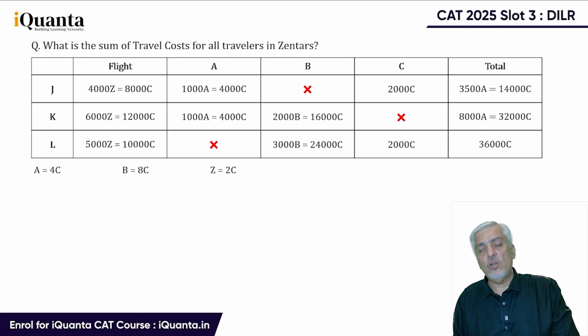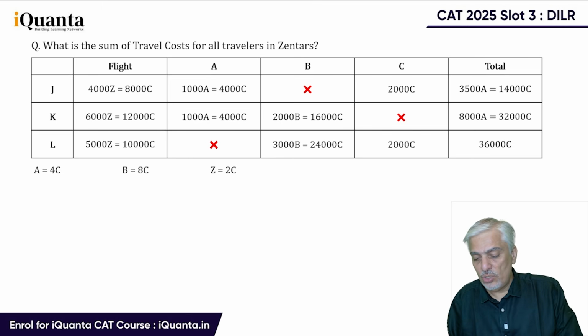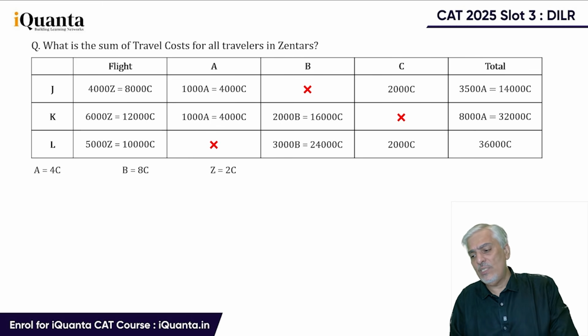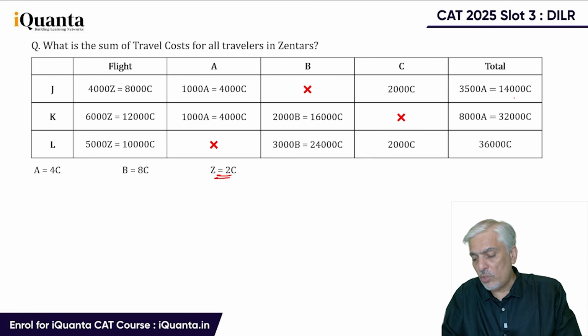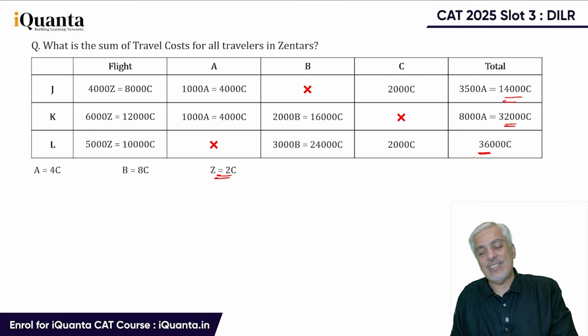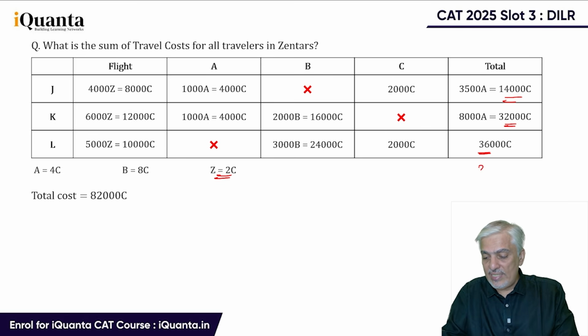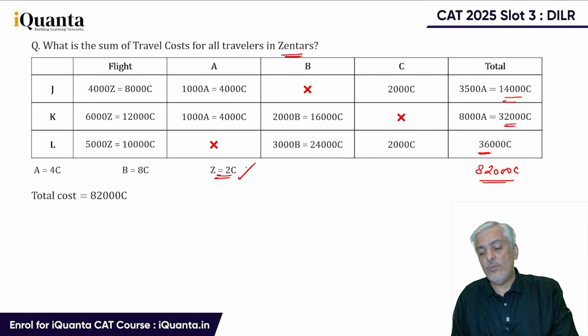What is the sum of the travel cost for all travelers in Zentars? So I have converted everything to C, but it will be easy to convert to Zentar at the end because I know that Z is 2C. So total travel cost for all: 14 plus 32 is 46. 46 plus 36 is 82. So total cost is 82,000 C, which is as good as 41,000 Z because they have asked in Zentars. 41,000 Zentars, right? So we've got that answer. 41,000 is the answer.